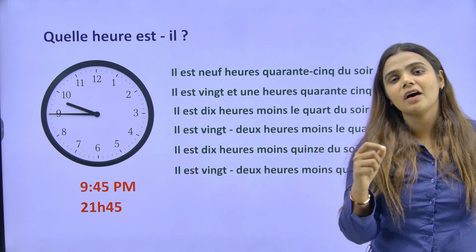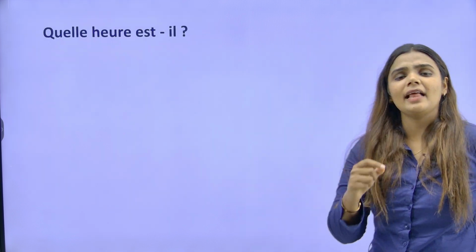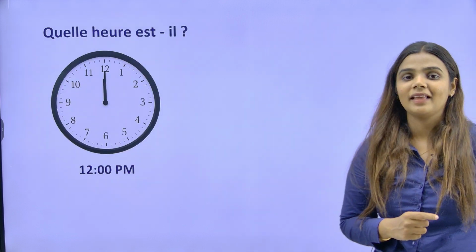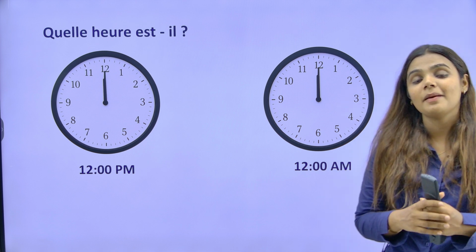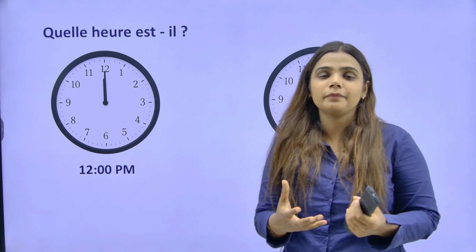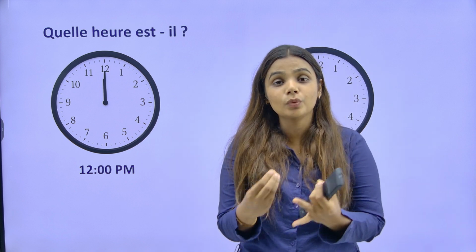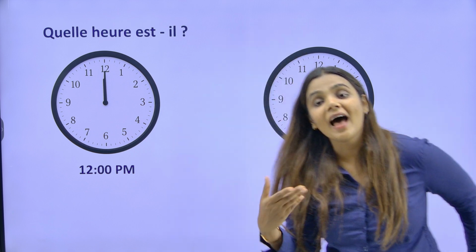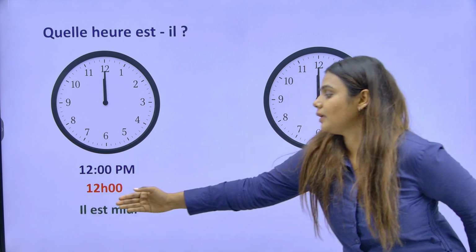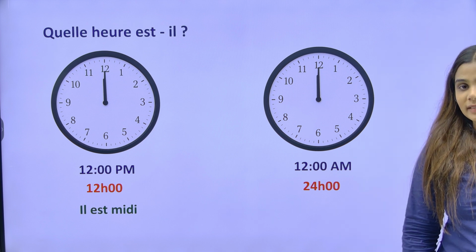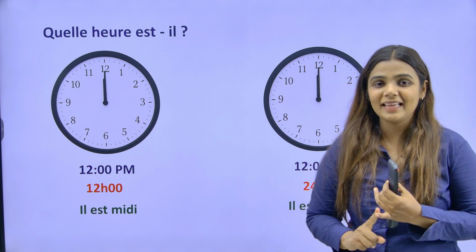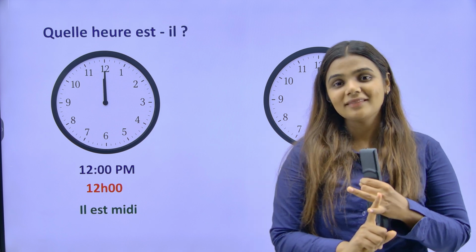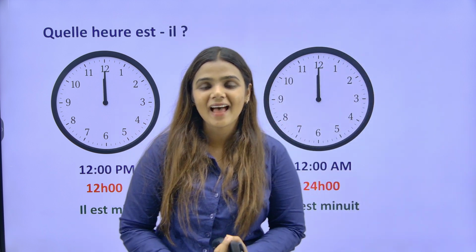Let's just observe one last pattern that is there. Quelle heure est-il? And it is 12 p.m. And here it is 12 a.m. Remember, my friends, we don't have any concept of AM, PM. We also don't use those while saying the time. We cannot say it's 12 o'clock. We either say il est midi, or we say il est minuit. Midi is noon and minuit is midnight.